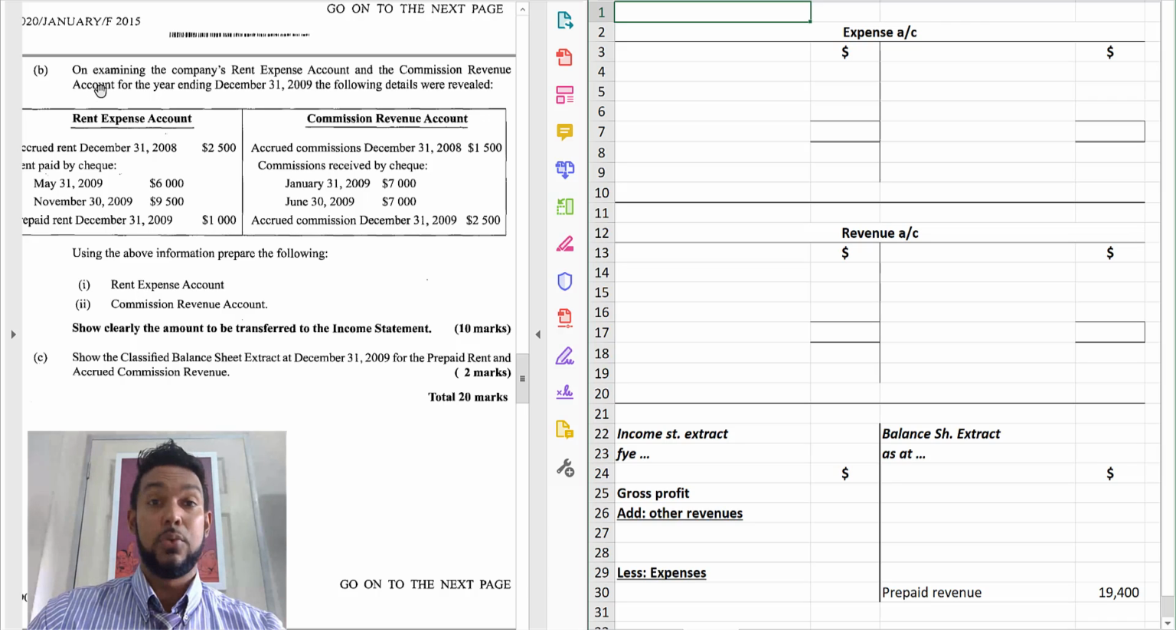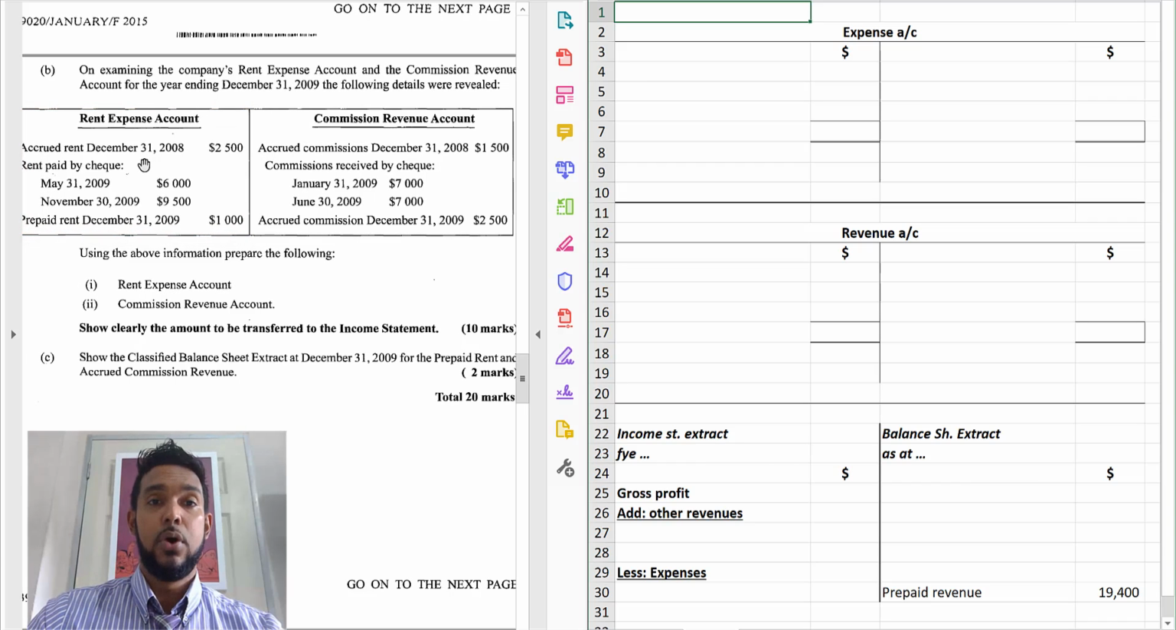All right, so very quickly. Jan 2010. So once again, notice it's a January paper. On examining the company's rent expense account and the commission revenue account for the year ended December 31st, 2009, the following details were revealed. Rent expense. Accrued rent, December 31st. So we notice a slightly different presentation in terms of the layout of the information. Once again, you have to read. Okay? Accrued rent, December 31st, 2008.